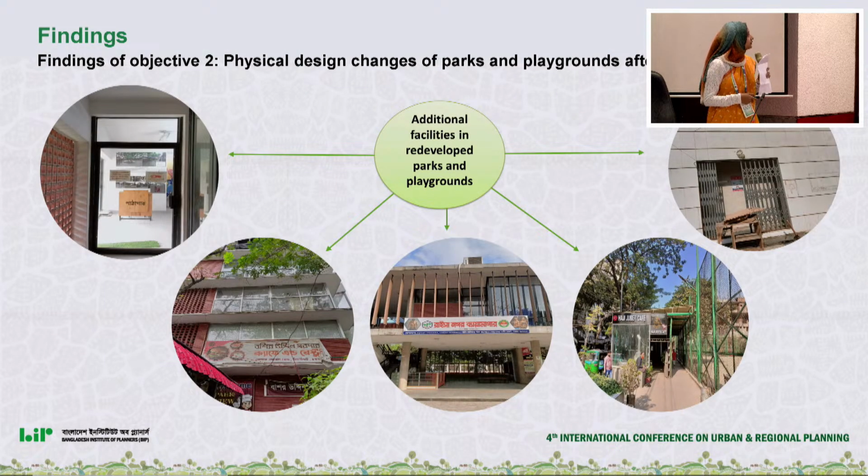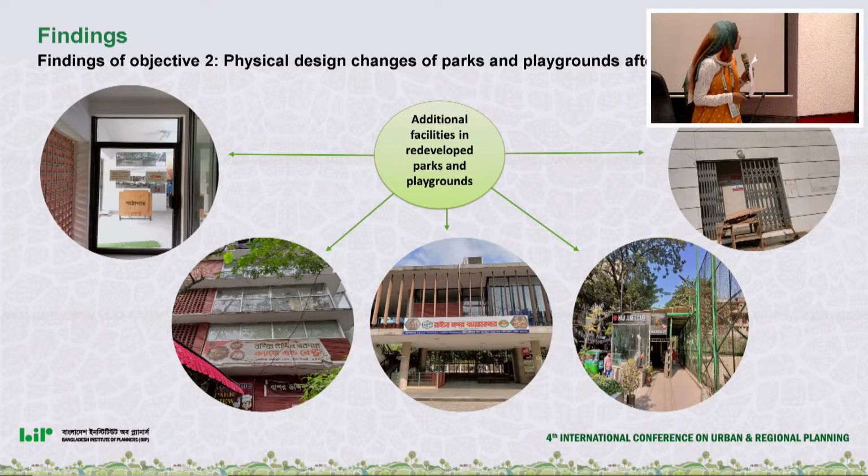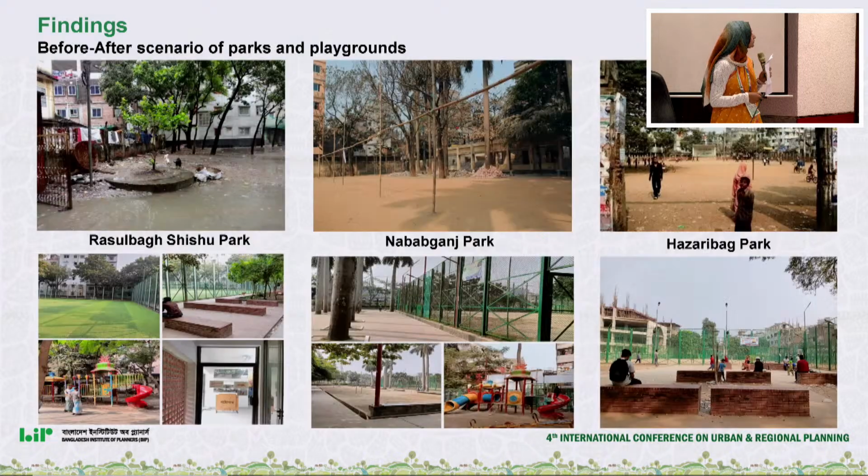Here are some pictures of these additional facilities. First picture is a library, which is in Rasulbagh Shishu Park. Second picture is in Boshiruddin Sardar Park. There is a restaurant in Gulistan Motiur Park. There is a gymnasium, coffee shop and toilet facilities in Jorpukur Khelar Mat.